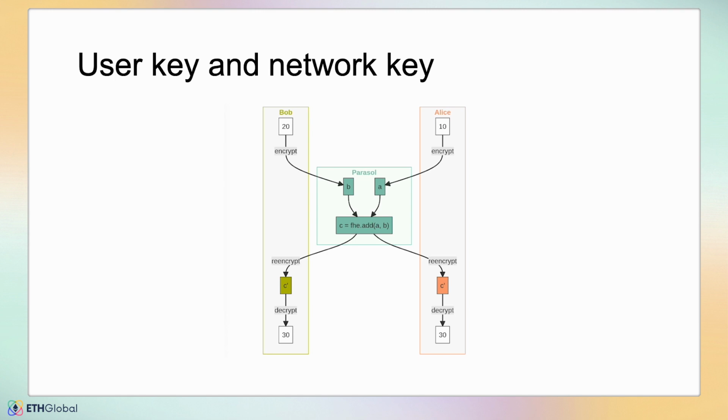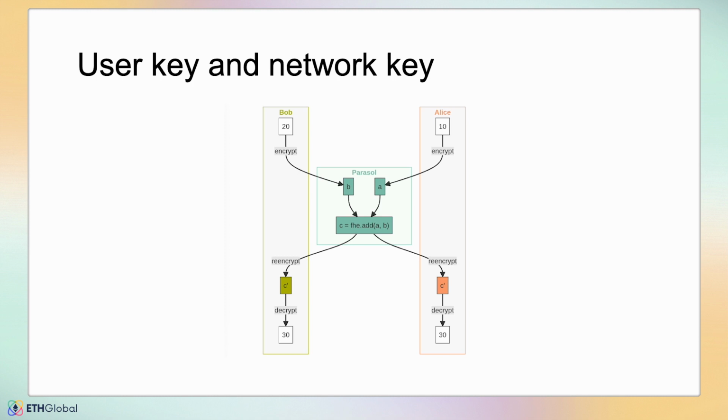Each party then requests a re-encryption of the network ciphertext C into a ciphertext encrypted under their user key pair. We've indicated this by using an orange color for ciphertexts encrypted under Alice's key, and green for ciphertexts encrypted under Bob's key. Finally, they can decrypt with their respective private keys.